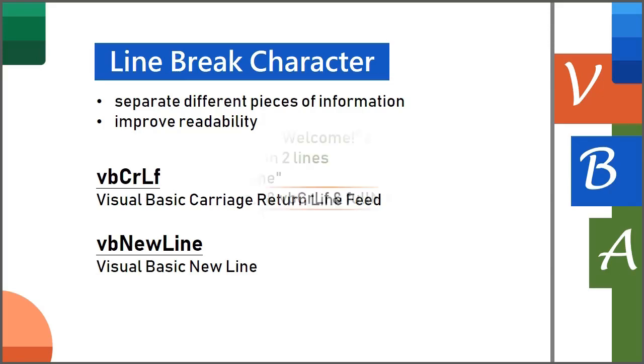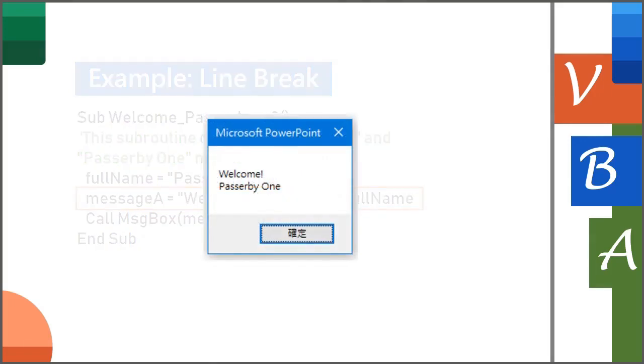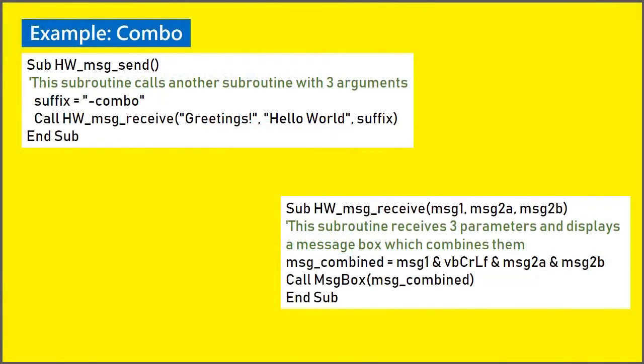Here's an example of using VBCRLF to display a message box with two lines of text. In this macro, full name and message A are variables. The AND operator joins the word welcome, the line break character, and the full name together to form message A. When you run this code, it will display a message box with welcome on the first line and passerby1 on the second line.